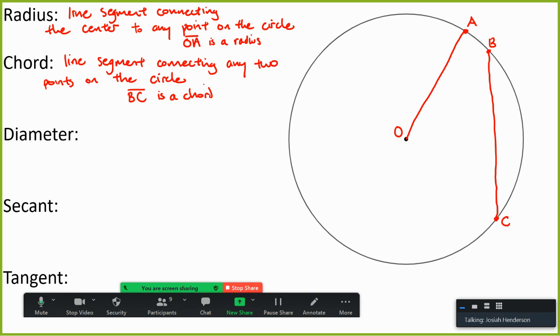All right, for diameter, this is actually another one you might have heard or used or remember. Anyone want to share with me and with the group what a diameter is, how you think of it?